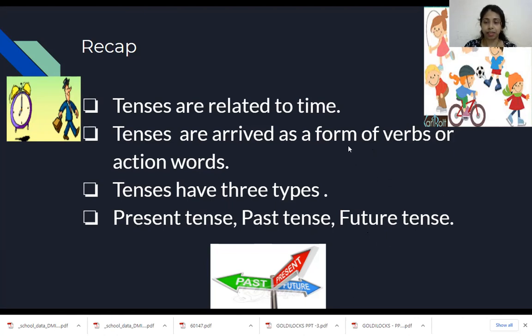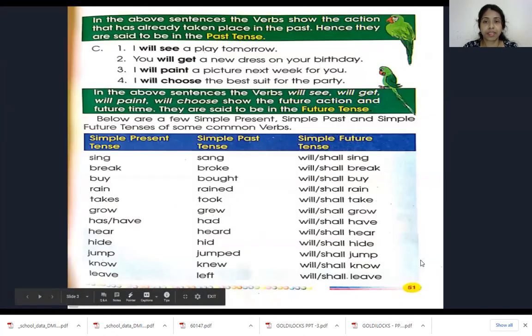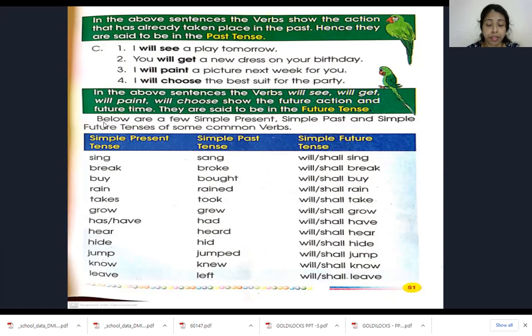Okay, my dear children, now I will start our today's lesson. So, my dear children, all of you open your grammar book, page number 51. So, we will start from here. Below are a few simple present, simple past, and simple future tenses of some common verbs.